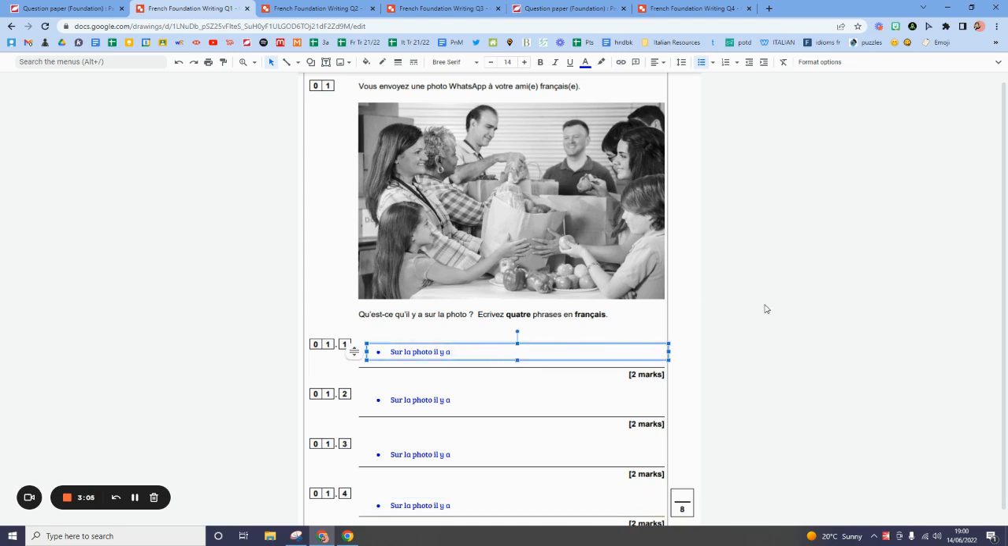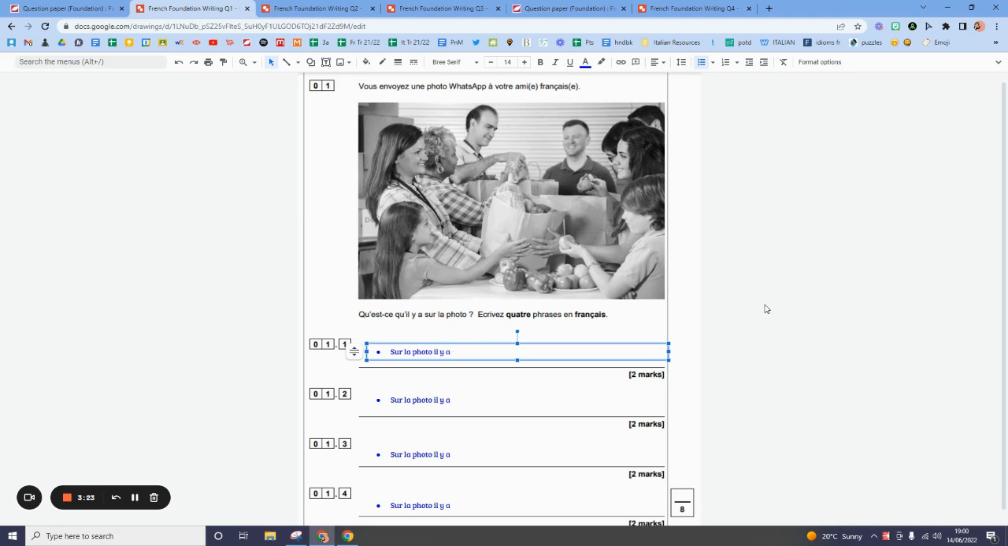Let's have a think. What can I see? I can see a family. I can see food. I can see shopping. I might guess that they're in a kitchen. I might guess that they're in a shop. Okay, so let's go for it. This doesn't have to be fancy schmancy. This just has to be clear French.